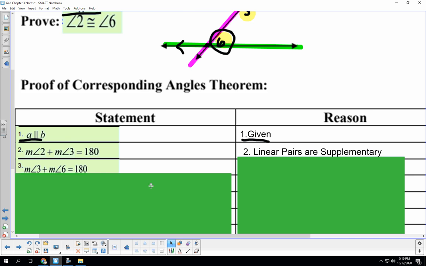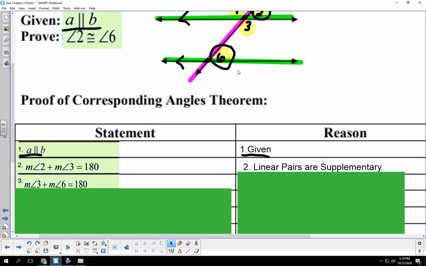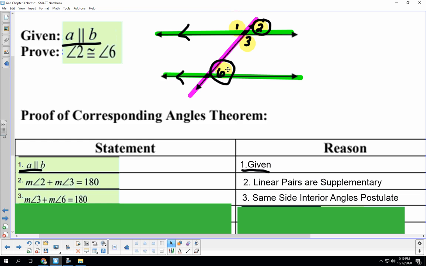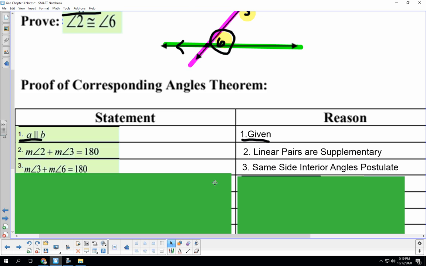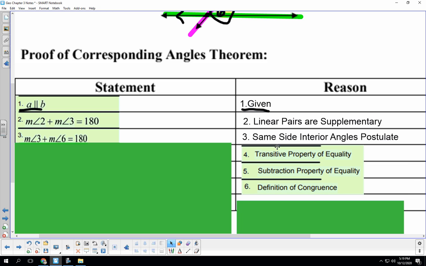Now we're going to say that the measure of angle 3 plus the measure of angle 6 is equal to 180. Look at this, it's in the meat section of the picture. They're on the same side, so they're same side interior angles. The postulate says that if they're on the same side and they're on the interior, they add up to equal 180. Woot, woot. Okay, now let me give you the reasonings for the rest.